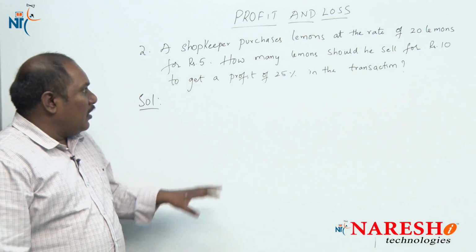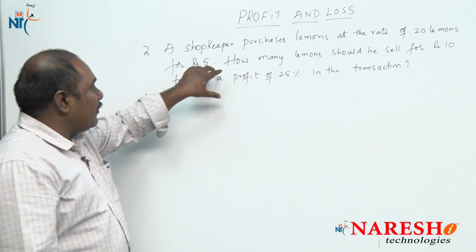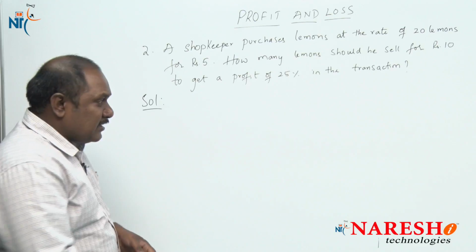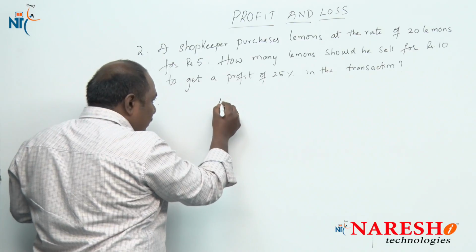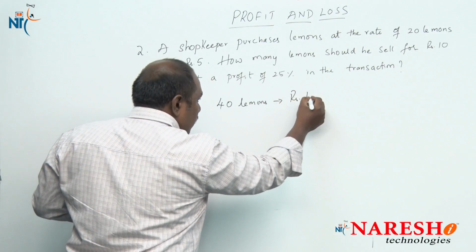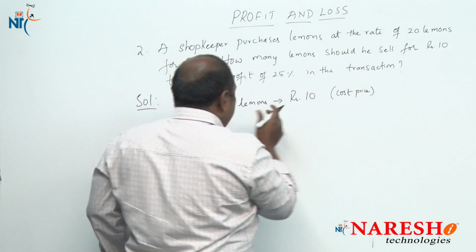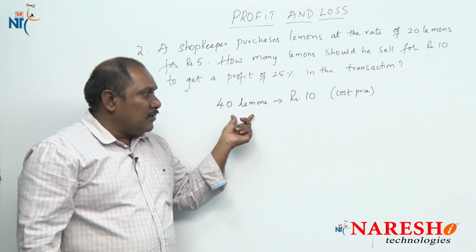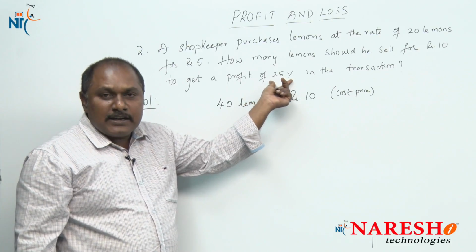Now in the question he is saying that a shopkeeper purchases lemons at the rate of 20 lemons for 5 rupees. How many lemons should he sell for 10 rupees to get a profit of 25% in the transaction? Now if he purchases 20 lemons for 5 rupees, definitely he will be purchasing 40 lemons for 10 rupees. Now this 10 rupees would be the cost price of 40 lemons. Now for 10 rupees, if he purchases 40 lemons, for how many rupees should he sell these 40 lemons in order to get a profit of 25% in the transaction?